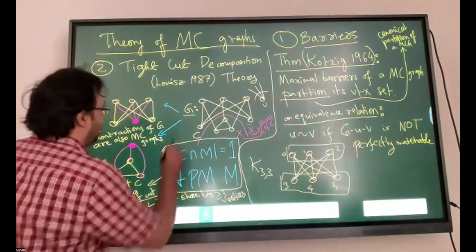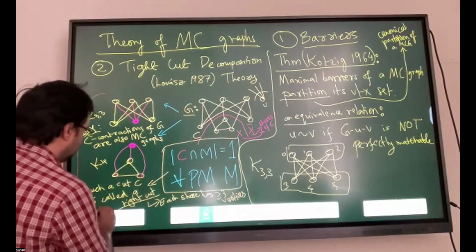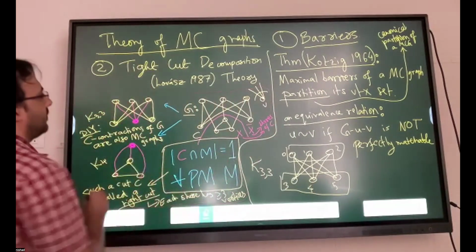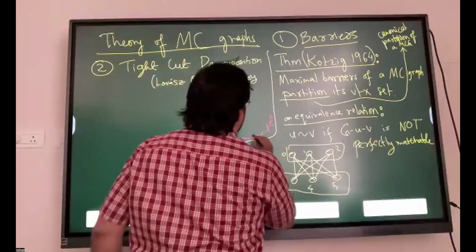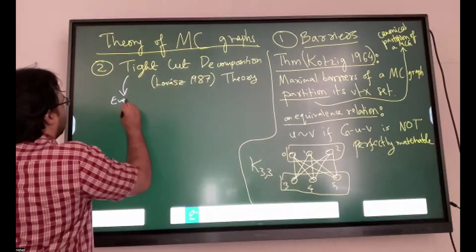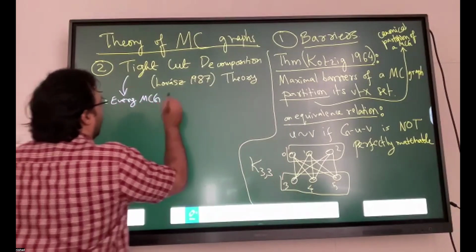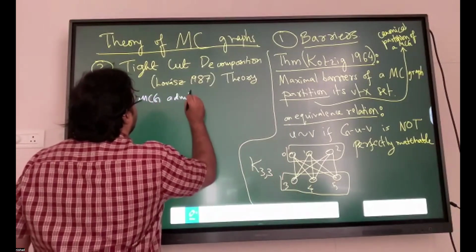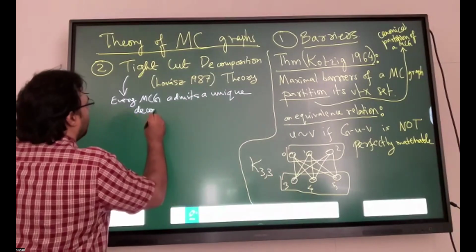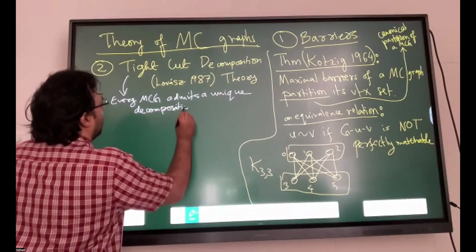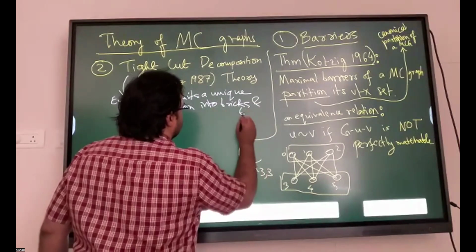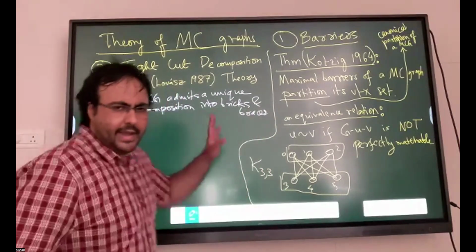Okay, so this is another part of the theory. Maybe I'll erase some things and I will tell you more parts of the theory. And the point is, well, maybe I'll just write the gist here. Every matching covered graph admits a unique decomposition into bricks and braces. It is unique except for multiple edges.